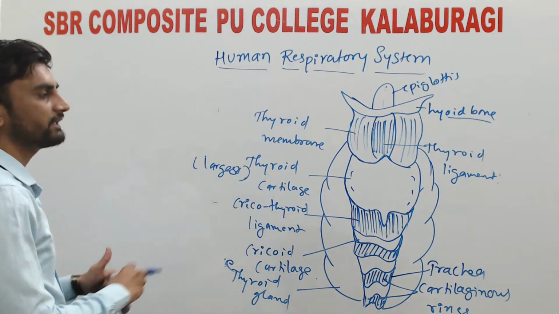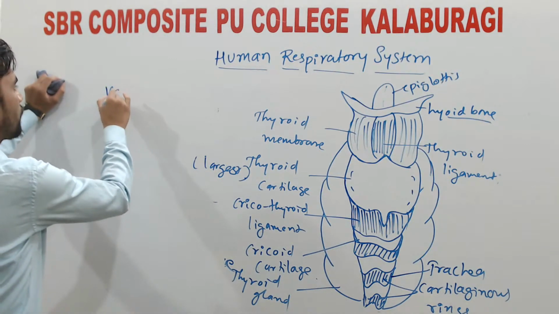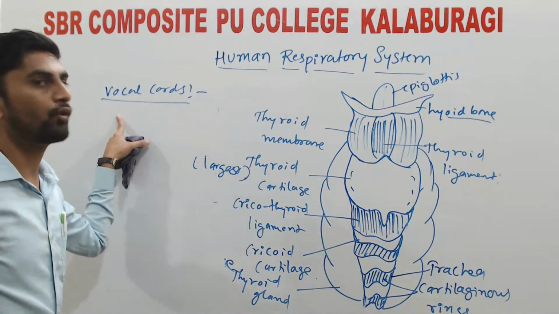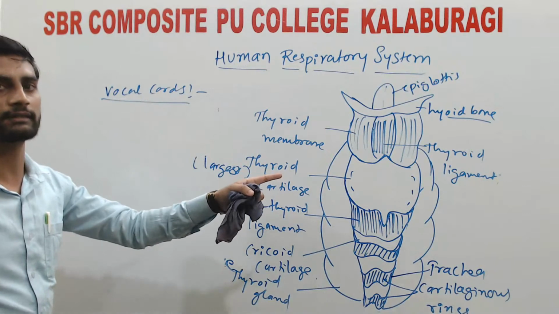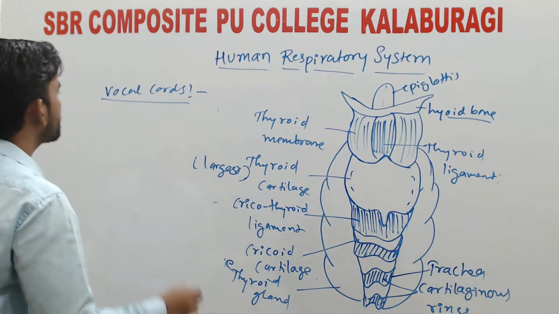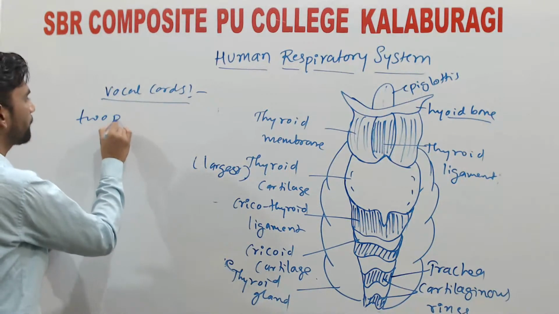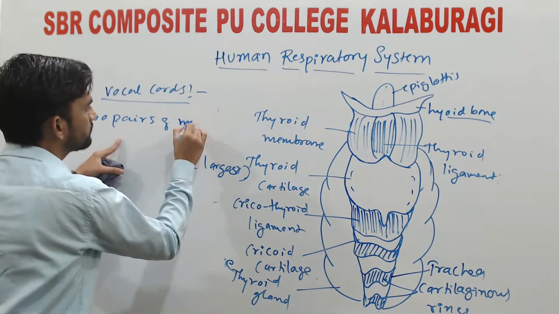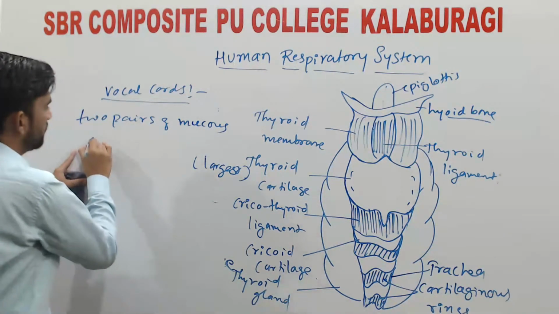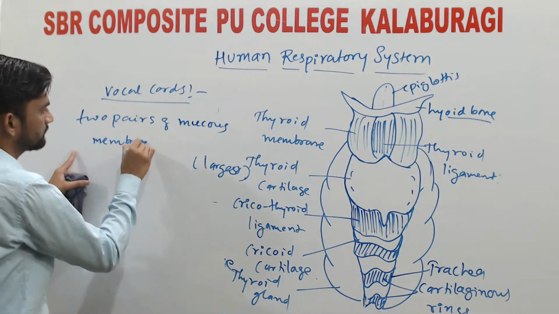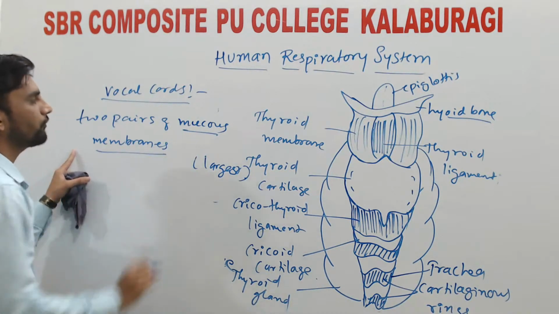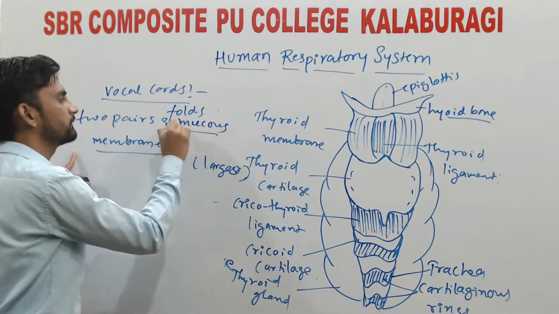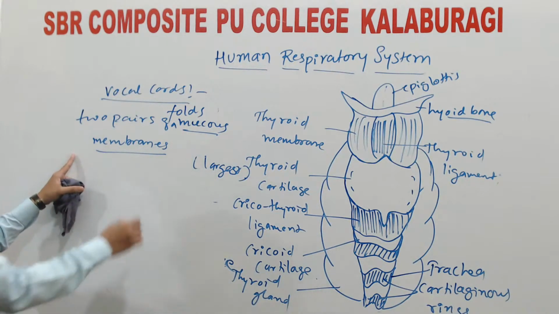Next, within the larynx, you will find the vocal cords. About them you have to remember one line of information. Where exactly will you find the vocal cords within the larynx region? Within the larynx region, you will find two pairs of mucous membrane folds. Underline this. Two pairs of folds of mucous membrane.